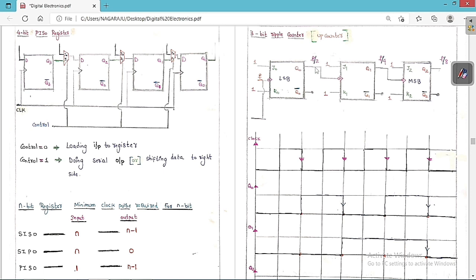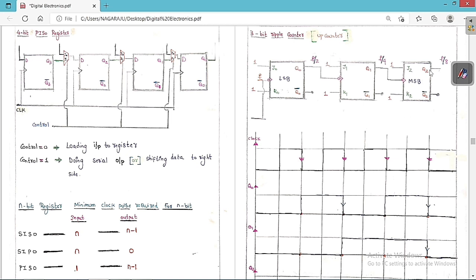But this Q0 is given as the input to this flip-flop. Therefore, this Q1 is going to change only whenever Q0 is changing from 1 to 0. Listen carefully: Q0 is changing from 1 to 0 here, and 1 to 0 here. At these conditions only, Q1 is going to change. Initially I assume this is 0, so up to then it is 0. When there is a negative edge, it changes again.